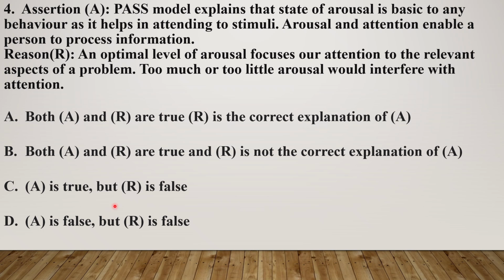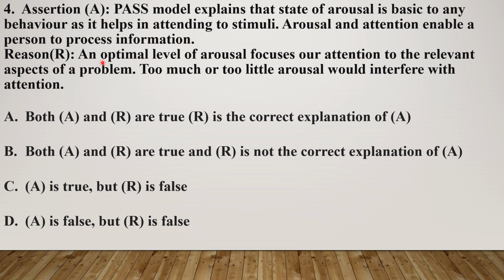Question number 4. Assertion is PASS model explains that state of arousal is basic to any behavior as it helps in attending to the stimuli. Arousal and attention enable a person to process the information. This statement is correct. In PASS model, the first thing is arousal and attention. That means you should be conscious and you need to pay attention. You need to focus on the stimuli. Then only that information will go to the brain to process.